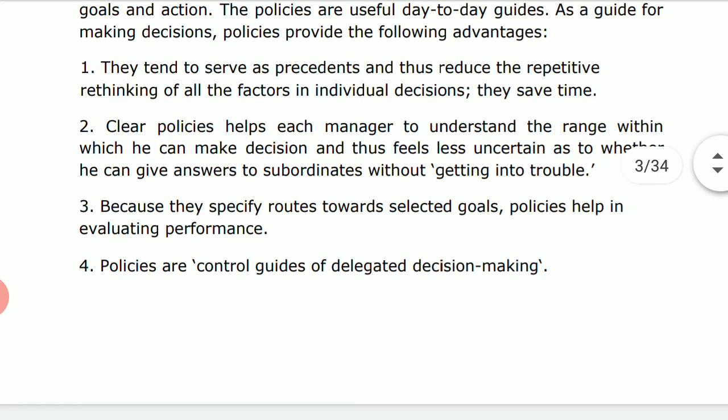Number 1, in any condition, if you have policies, then it helps to reduce the repetitive work or rethinking of all the factors by the individual in individual decisions.